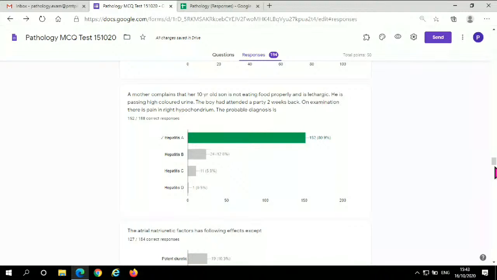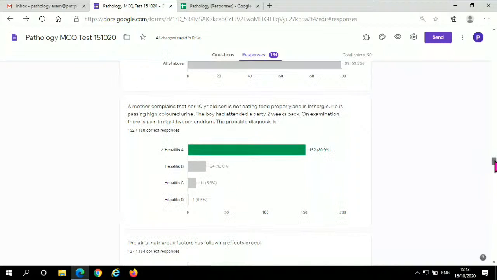The probable diagnosis is, most of you have written hepatitis A, and that is correct because the patient is 10 years old and the transmission appears to be through the food, and therefore it is likely to be hepatitis A, and it is common because of this oral transmission.